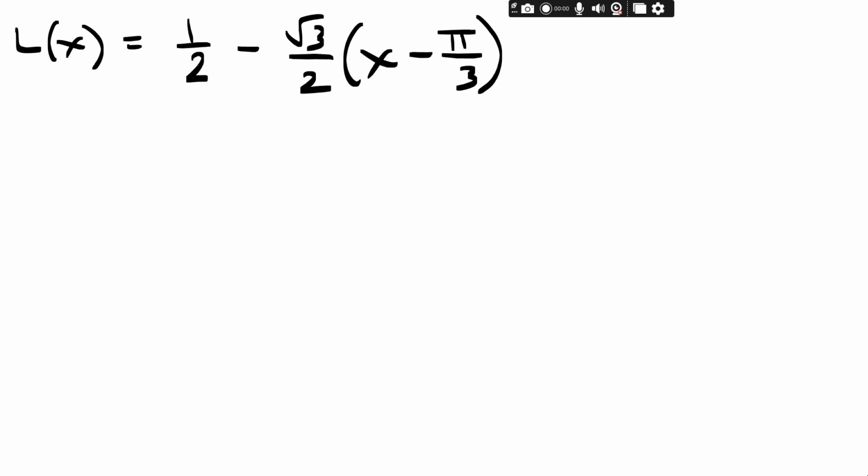Okay, what we do need to do is plug in our value. So this is the linearization, right? This is the approximate line that approximates the value. So we're trying to get to 62 degrees, and the value is 31 pi over 90. So all yours, 31 pi over 90, and all yours to finish up.